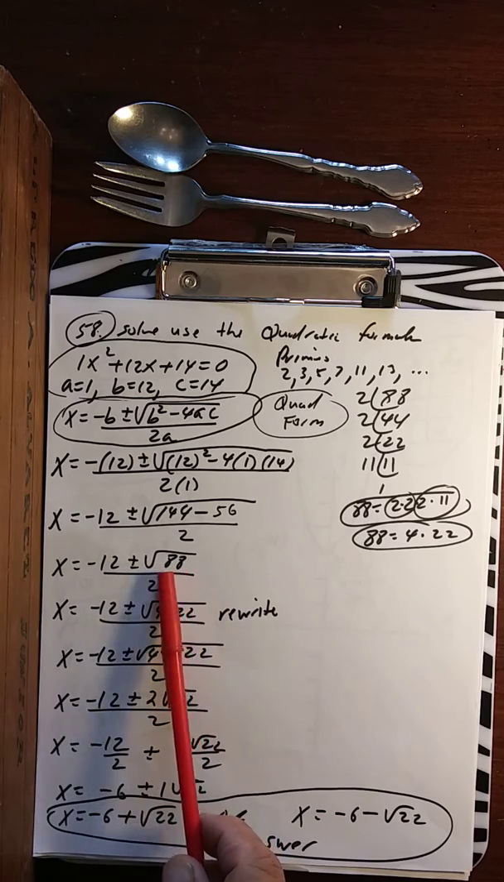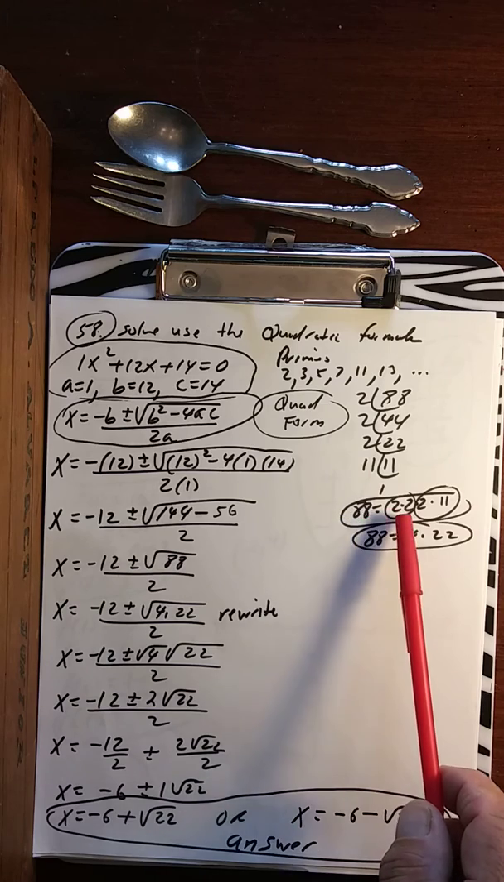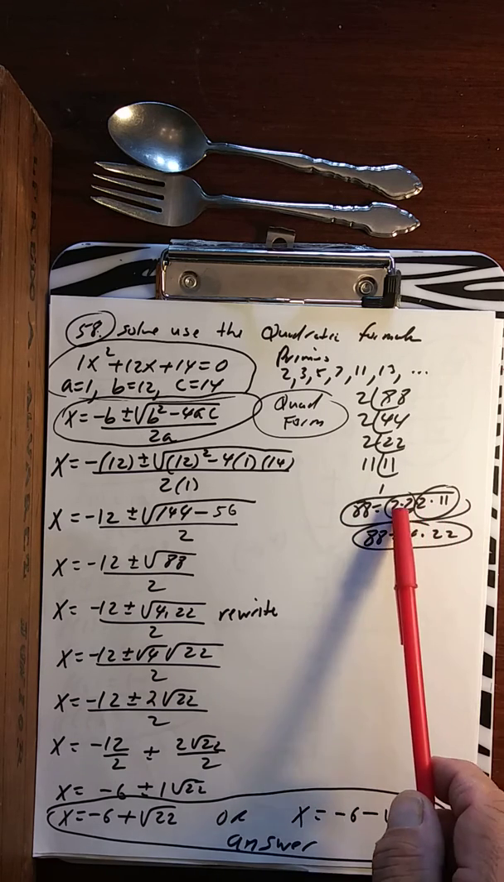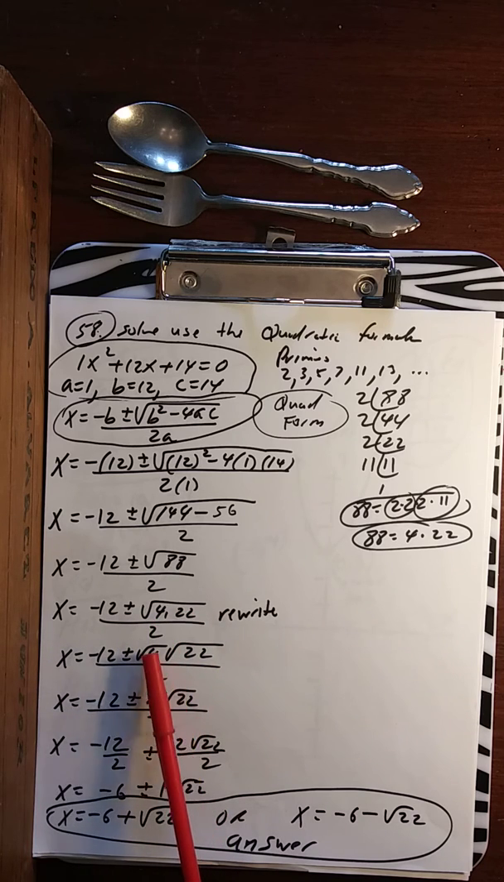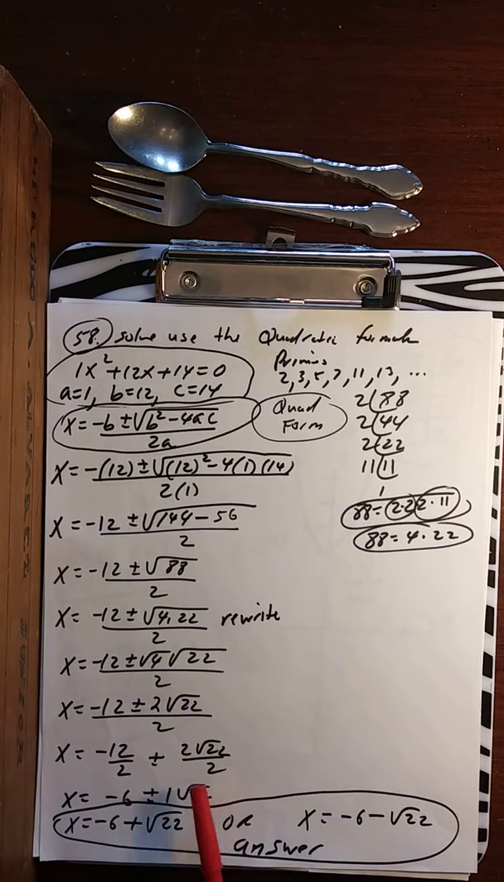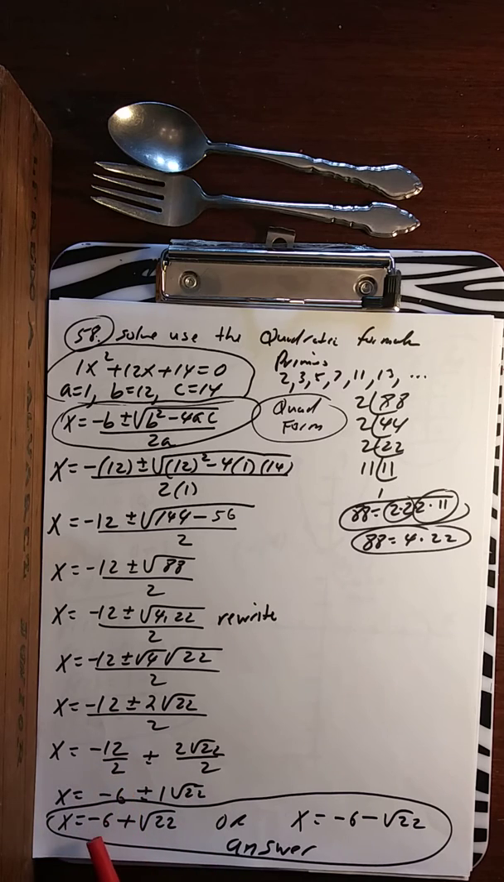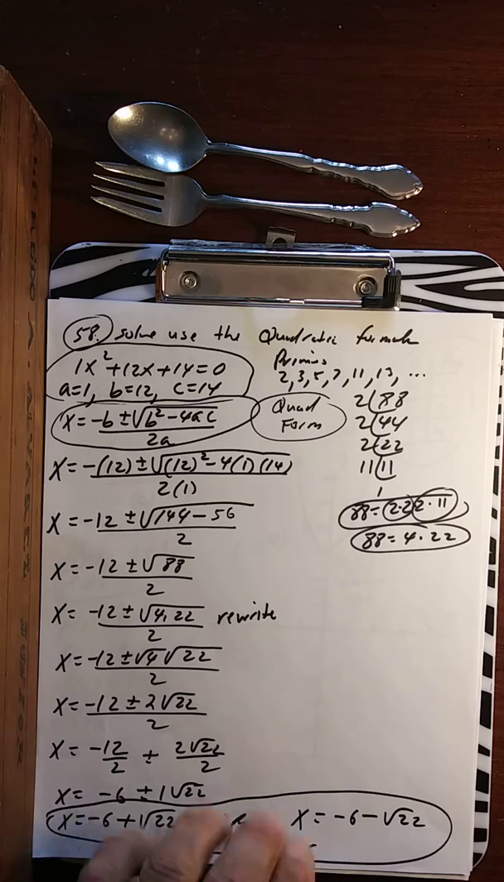So now we need to break it up. 2 divides 88. 2 divides 44, and 2 divides 22. So 2 times 2 is 4 times 22. Rewrite this with that: 4 times 22. Square root of 4, square root of 22. Square root of 4 we can do, it's 2. This one leave it alone. So now this one over 2 and all this one over 2. These cancel. This divides it. We have negative 6 plus square root of 22, and negative 6 minus square root of 22.